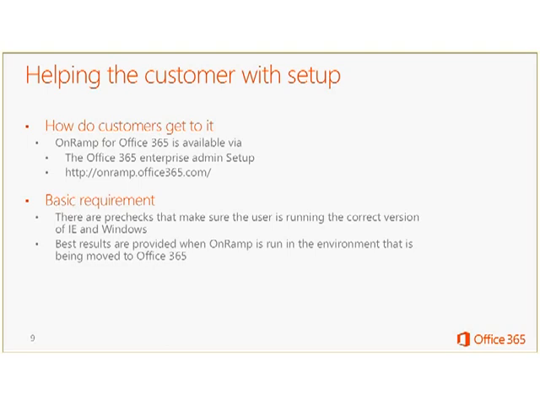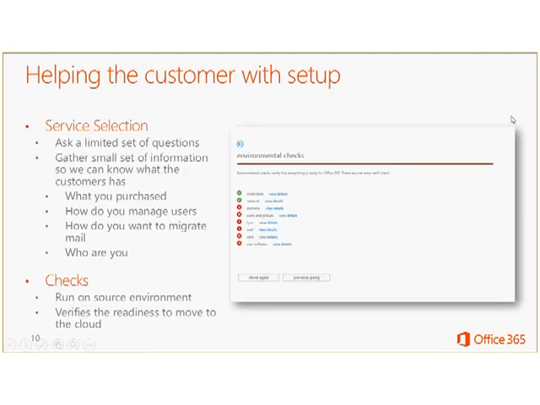And so again, OnRamp was meant to bring what the field had done out with customers, bring it into the product and bring it together. There are some basic requirements that we have for OnRamp to be able to run to help a customer. There are pre-checks that we run in the tool that validate that the customer is running on the correct version of IE in Windows. I'll talk about the road ahead where we're trying to expand that availability. And the best results are provided when OnRamp is run in the environment that is being moved to Office 365. What I mean by that is that they need to make sure that they're actually running it in the on-premise environment that is for the cloud.